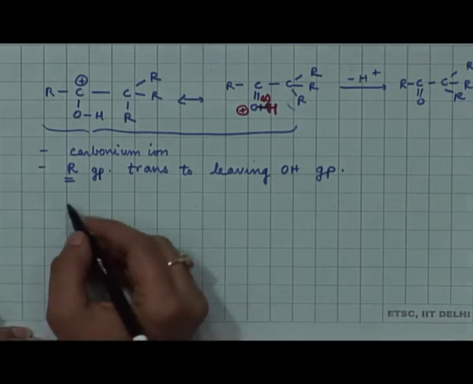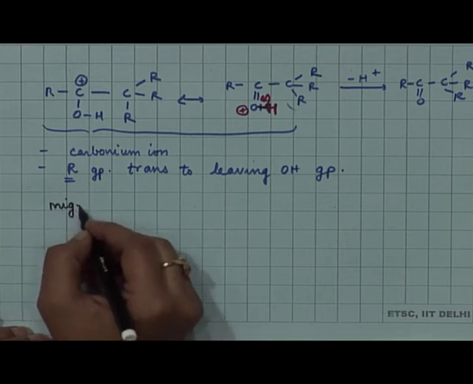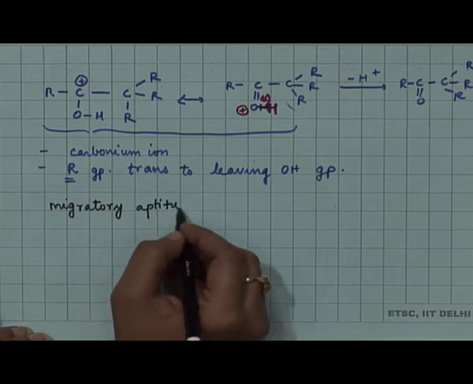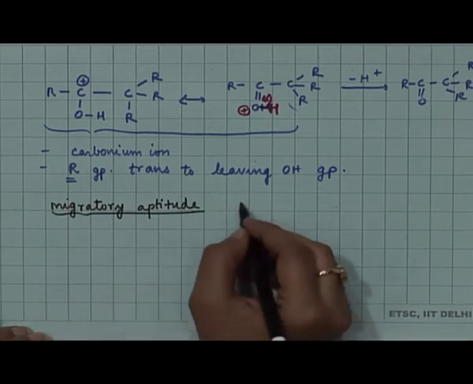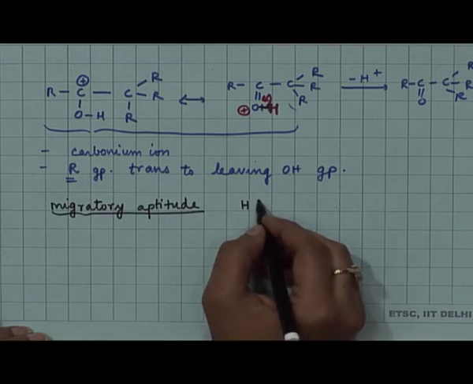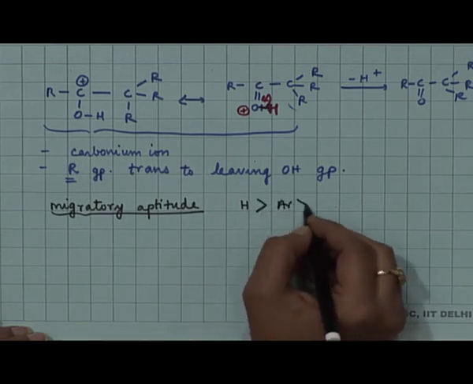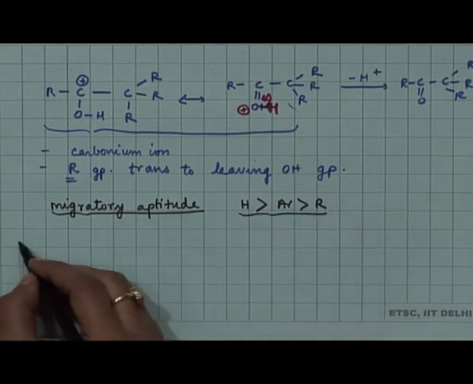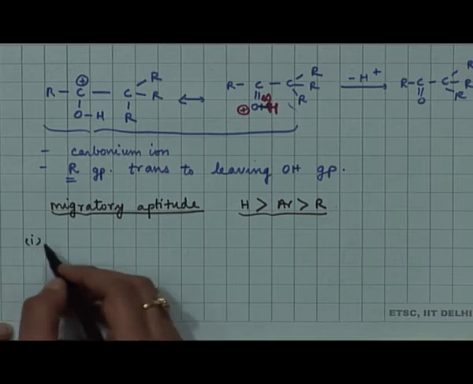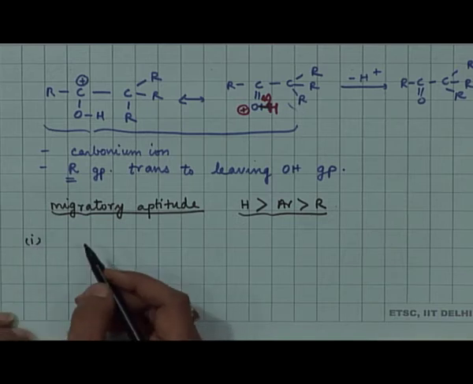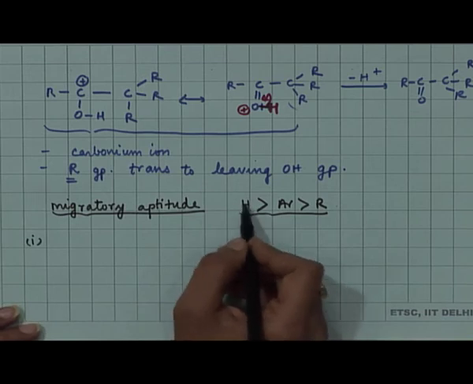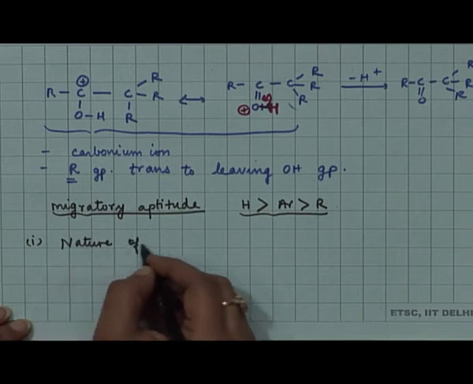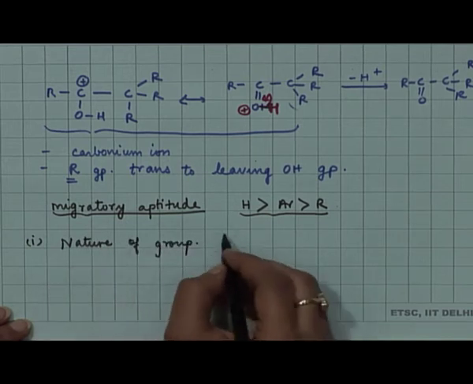Let us also worry a little about the migratory aptitude, which we discussed. Our series which we gave says that the migratory aptitude of hydrogen is the maximum, followed by aryl, followed by alkyl. So, this migratory aptitude depends upon a few things which the reaction considers before favoring a particular migratory group over the other. So, the first is the nature of the group itself. Okay. So, it is the nature of the migrating group.